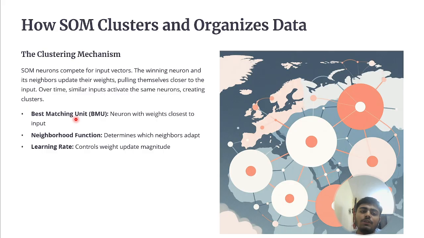So, there are three main concepts in the clustering mechanism. The best matching unit, the neuron whose weights are most similar to the input. Second one is the neighborhood function. It controls how nearby neurons also learn. And third, the learning rate. It decides how the weights should adjust after each iteration.